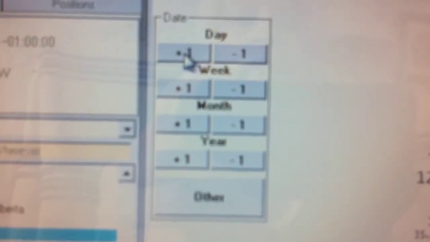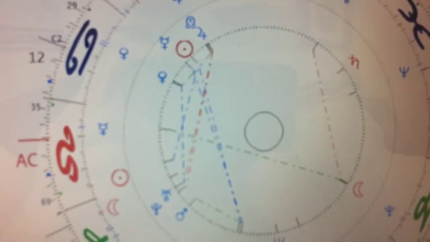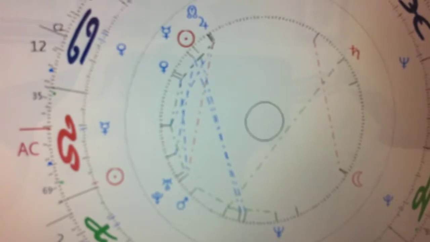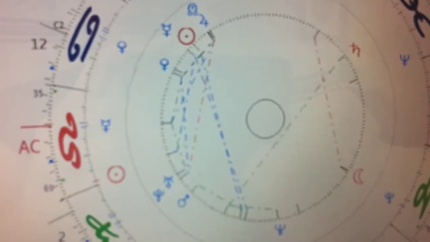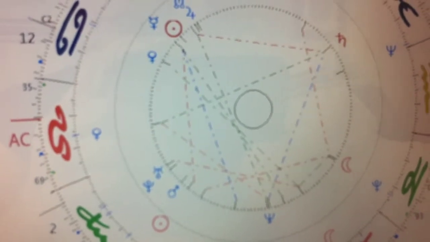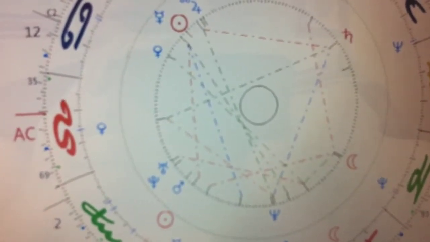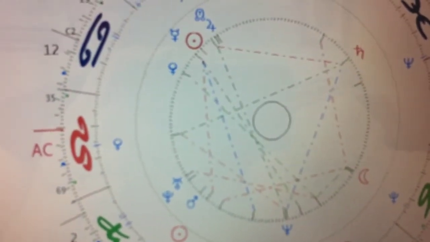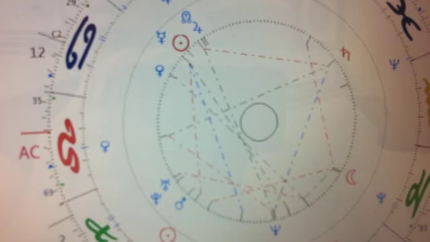So if we click plus a day, which I shall do in a minute, I shall focus on the chart, and you can see the chart changing with plus a day, plus another day. Or if I do plus a month, you can see quite a drastic change. So you can see where the transiting planets are going to be compared with the natal planets, whenever you want to, really.